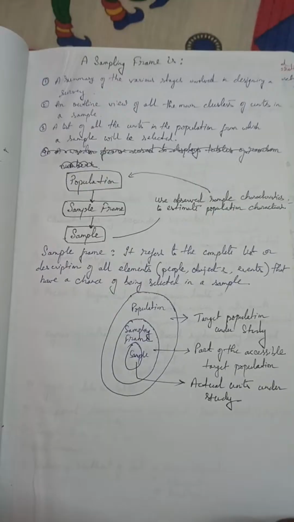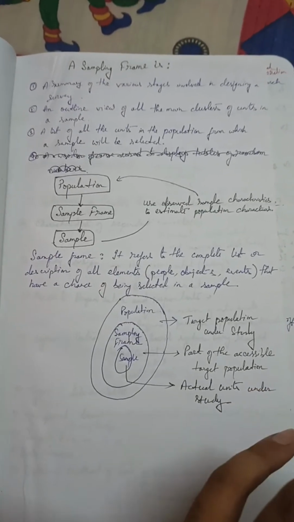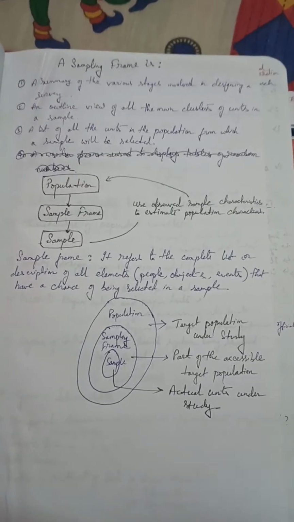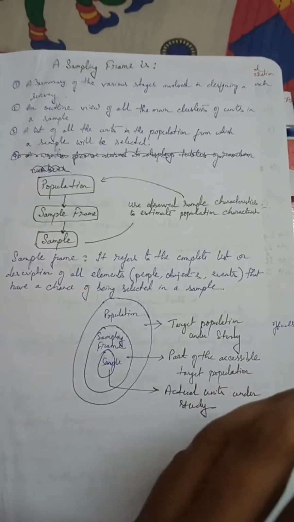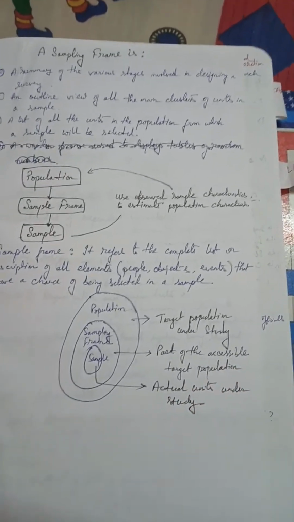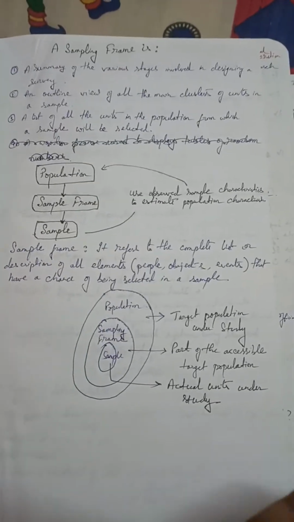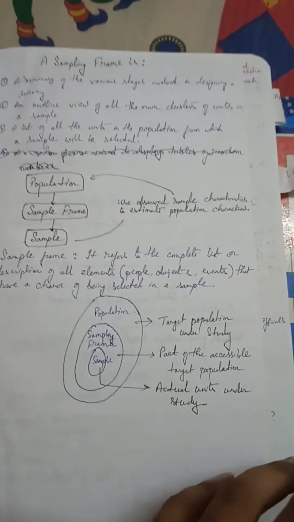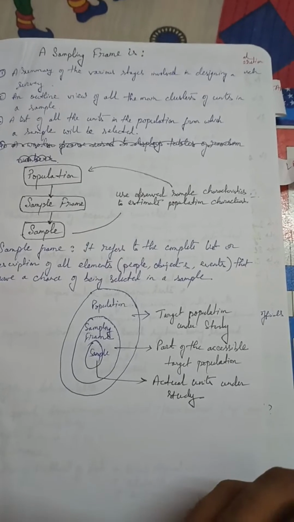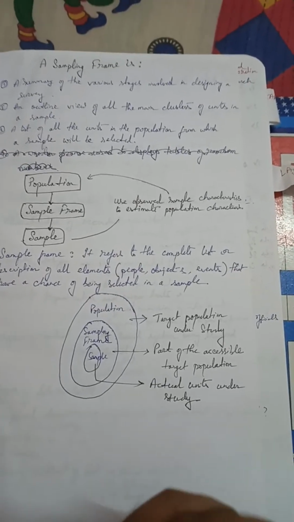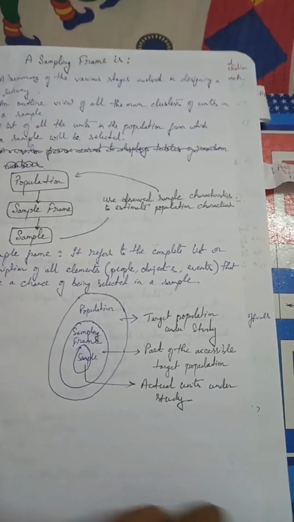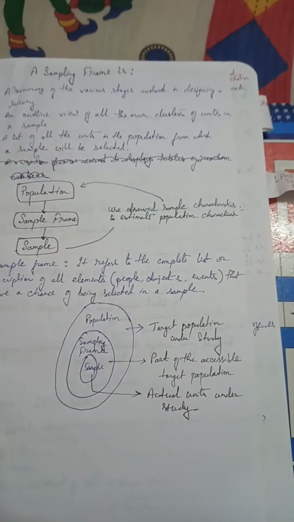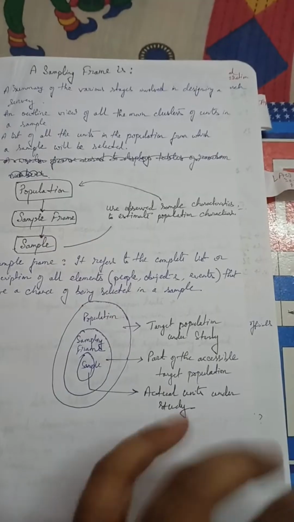A sample frame or sampling frame is a list or database of all the elements. It can be individuals, units, or cases in the population from which a sample is drawn. It talks about all the elements, each and every unit or case in the population from which a sample is drawn for a research study. It acts as a working representation of the population.